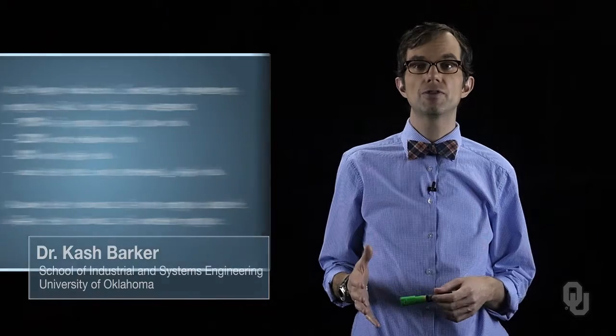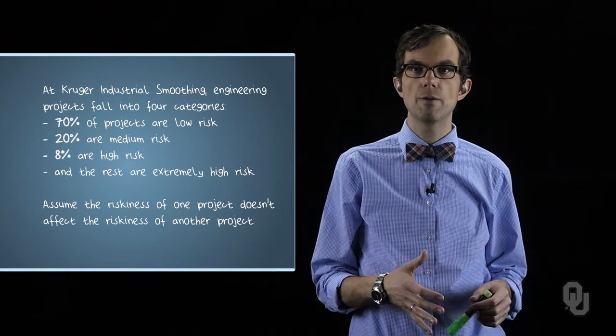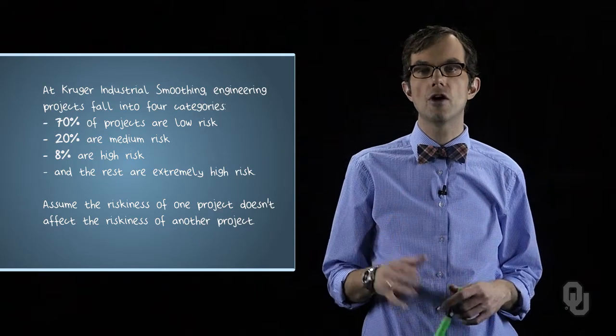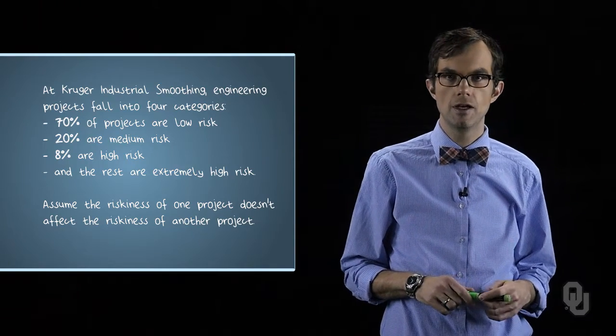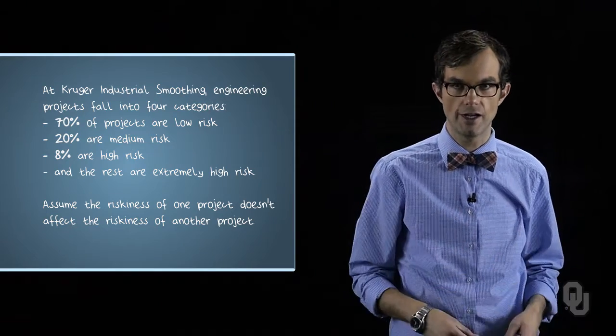At Kruger Industrial Smoothing, engineering projects fall into 4 categories. 70% of projects are low risk, 20% are medium risk, and 8% are high risk, and the rest are extremely high risk. Assume that the riskiness of one project doesn't affect the riskiness of another project.